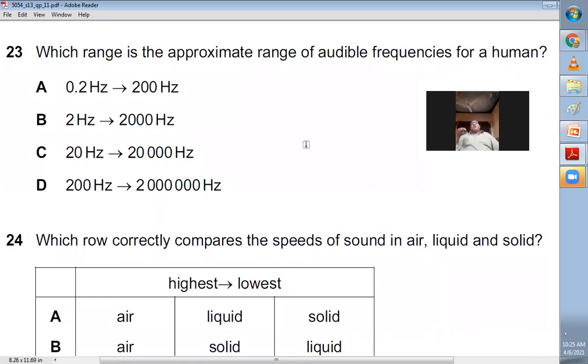Which range is the approximate range of audible frequencies for a human? You know, the audible frequency range for a human is from 20 hertz to 20,000 hertz. So I think C is the right option. Question number 23, C is the right answer.